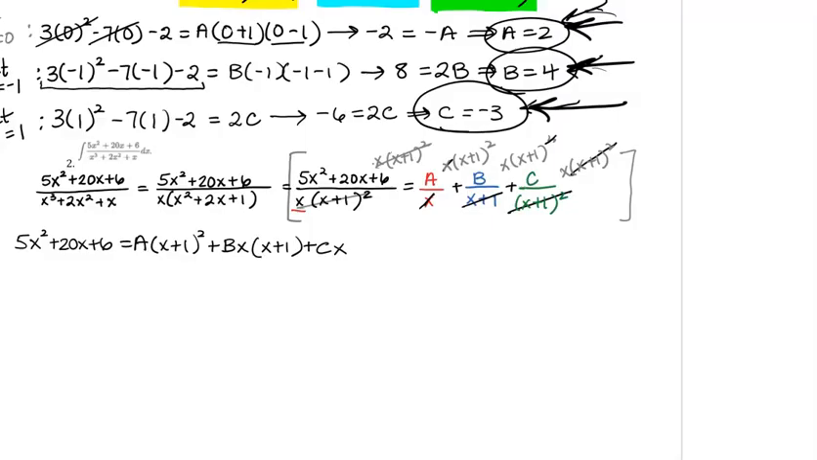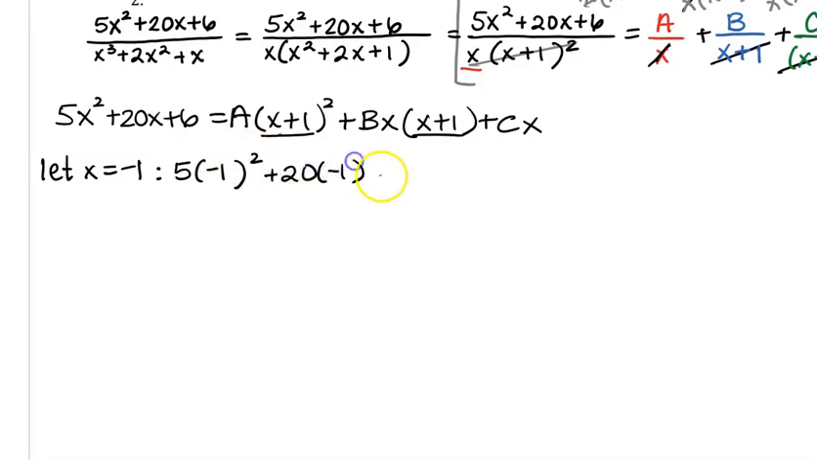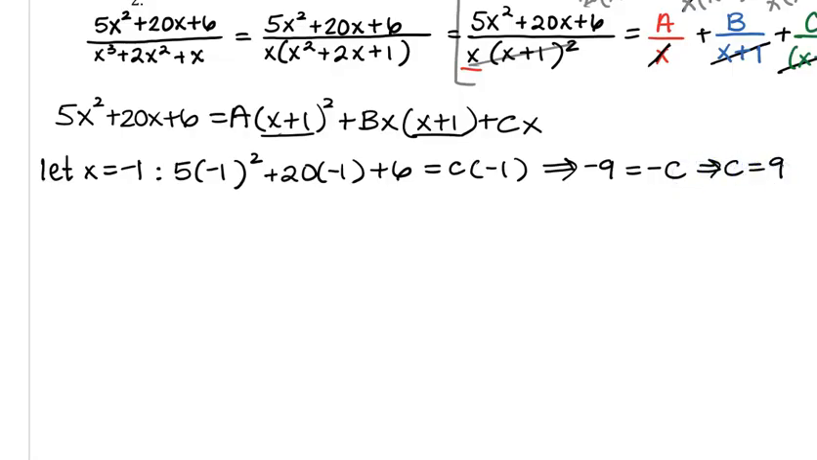And now we're going to make good choices for x values to plug in so that we can simplify this equation. For instance, to get rid of the A and the B term that have the x plus 1 factors, I will let x equal -1. I'm not even going to write the A and B terms because I know they'll go to 0. I'll simplify this equation. I have -9 is equal to -C, which tells me that C is equal to 9.